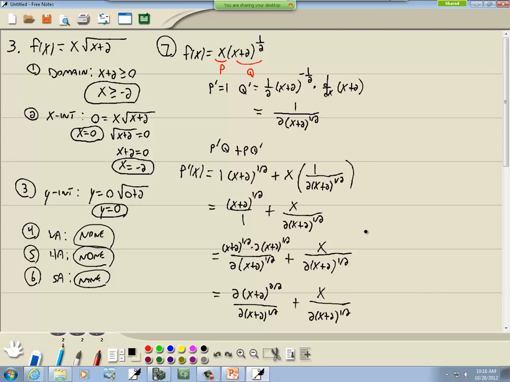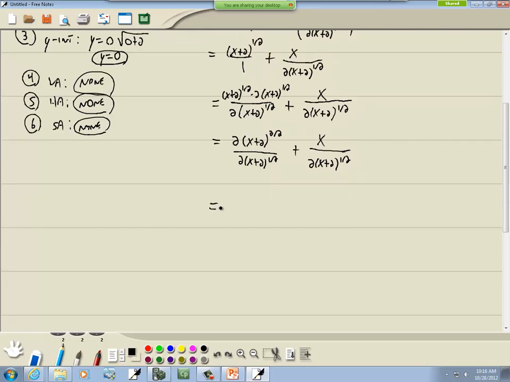I probably should write some of this stuff down. I'm not going to be able to finish this in one page. I'm going to need new documents. So our domain was x is greater than or equal to -2. Our x-intercepts were 0 and -2. Our y-intercept was 0. Vertical asymptotes, horizontal, we don't really need.